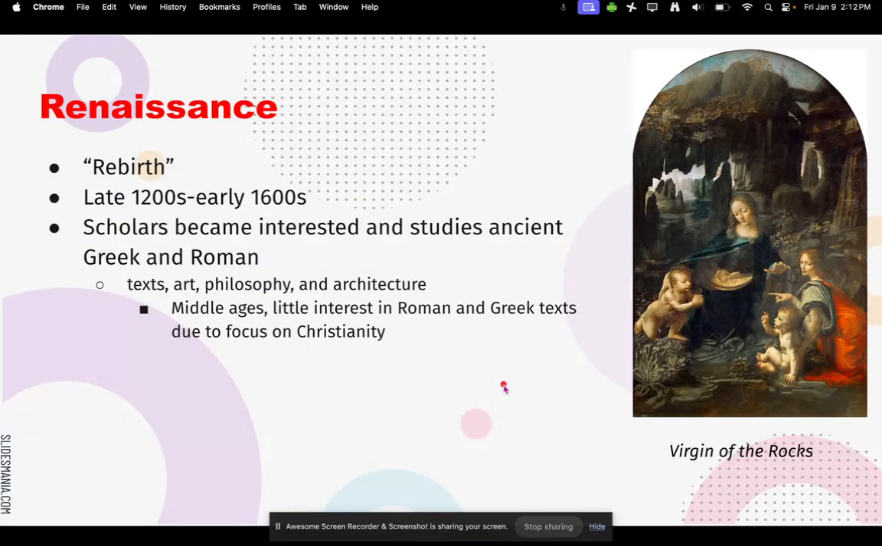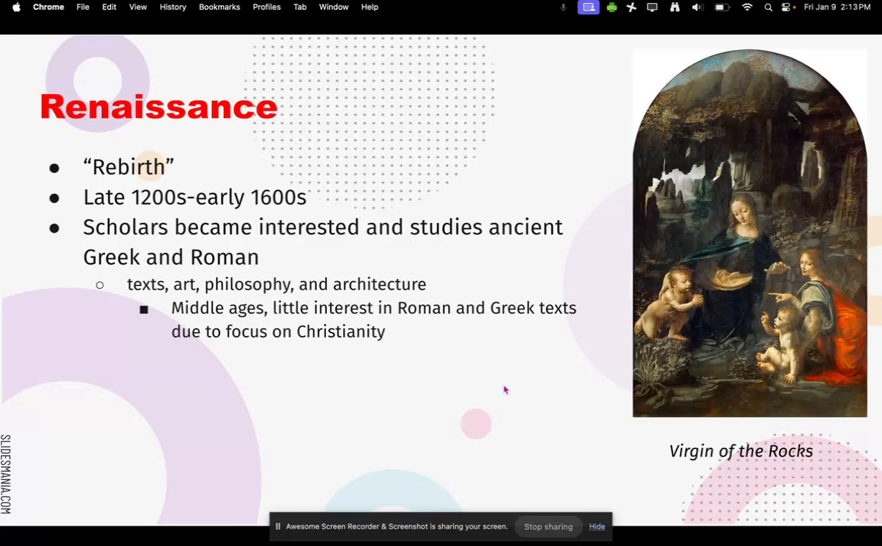All right, so what is the Renaissance? The Renaissance literally means rebirth. It was from the late 1200s to the early 1600s. This is where scholars became very interested in the studies of ancient Greek and Roman people. So, any Greek and Roman text, art, philosophy, and architecture, these Renaissance people wanted to have. They wanted to study it.